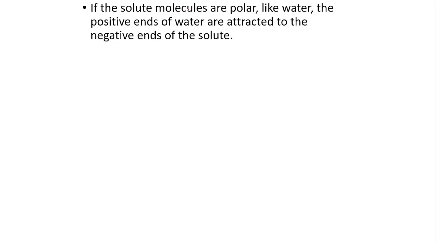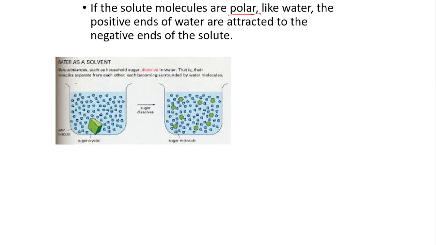So if the solute molecules are polar, like in the case of sugar, these guys normally form the what? The hydrogen bond. So there is a formation of the hydrogen bond, and as a result, the polar molecules are able to dissolve in what? In water. So in such a case, the positive end of water, which is the hydrogen end, will get attracted to the negative end of the solute. Like if you look at this mixture here, let's say this is a sugar crystal. This sugar crystal will dissolve in this water, and the negative end will interact with the positive end of that molecule, and the positive end of this molecule will interact with the negative end of water.